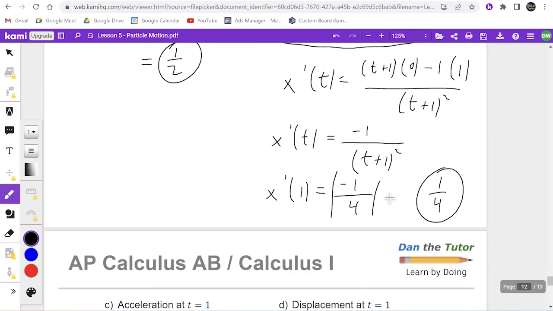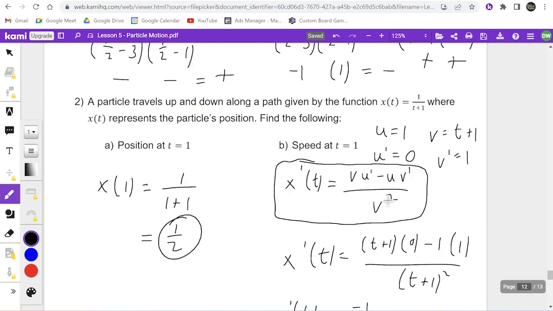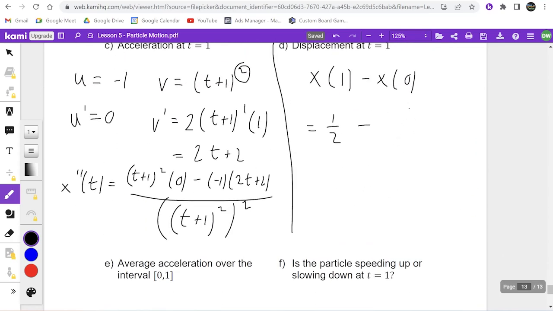Yep, it was 1/2. So it's just going to be 1/2 minus, when you plug in 0 into this function, what do we get? Well, if you plug in 0, it's going to be 1 over 0 plus 1, which is just 1. So 1/2 minus 1 will get a displacement of -1/2. Not bad at all.